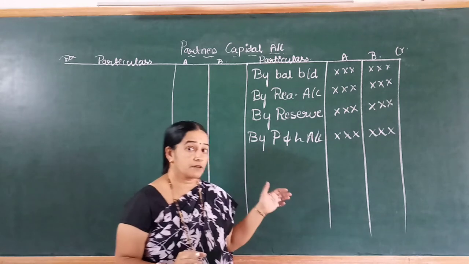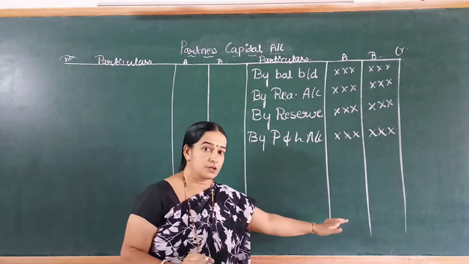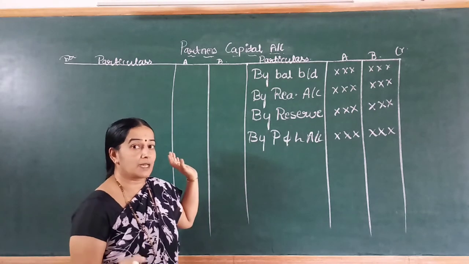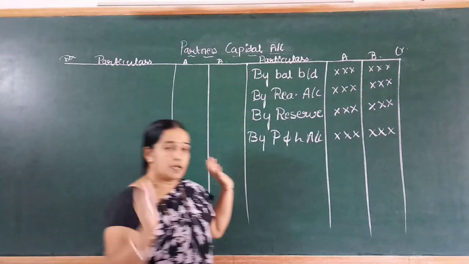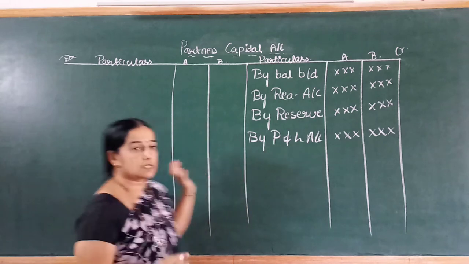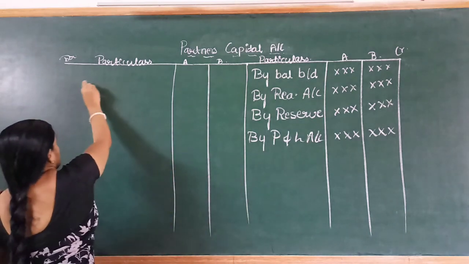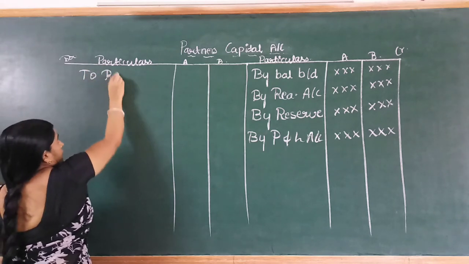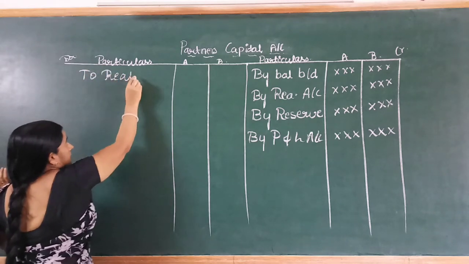So what is the journal entry? Partners capital account debtor to realization account, and partners capital shows which balance in that entry? That is debit balance. So debit side we have to write to realization account. So this is the entry for taking over the asset.